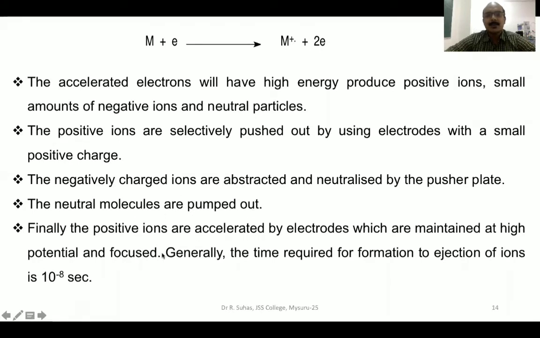Finally, whatever positive ions we get are accelerated by electrodes which are maintained at very high potential, and they are focused in the form of a beam, because they have to go to the detector where it is detected. Usually the time taken for the formation and ejection of ions is of the order of 10 raised to minus 8 seconds. That means within just a wink of the eye, the entire process takes place.